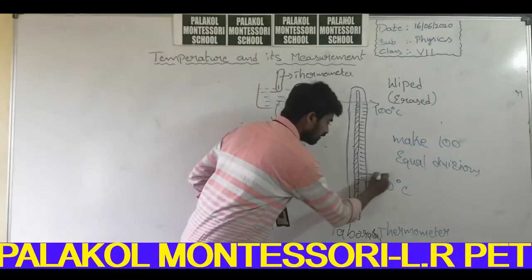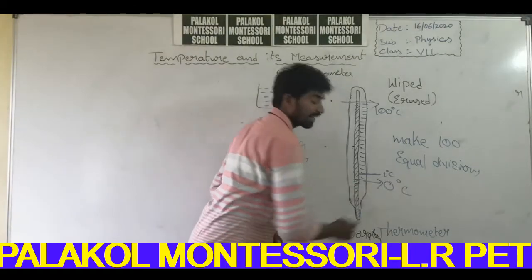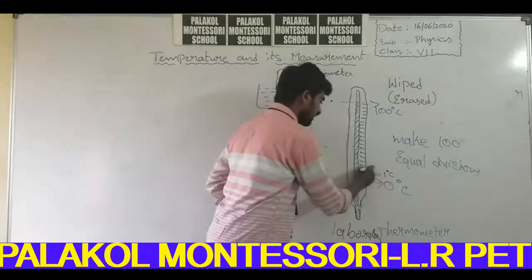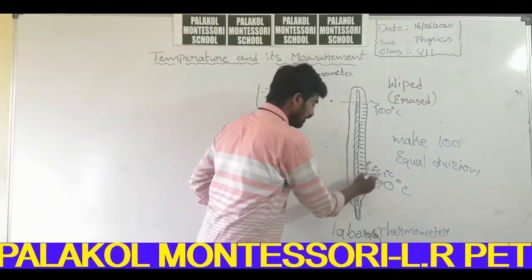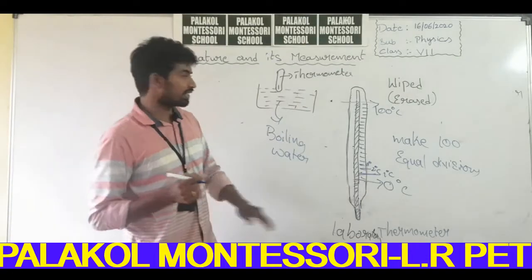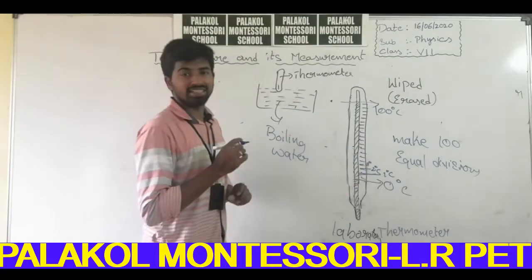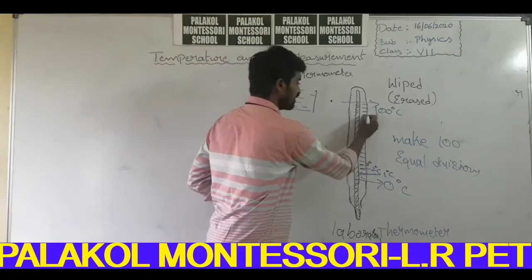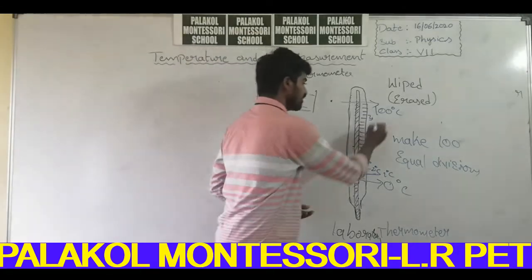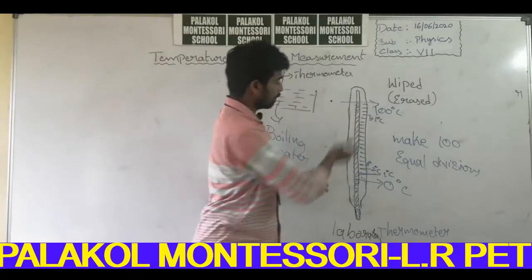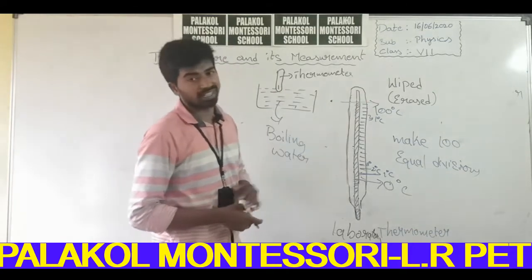So, each division will indicate: if it is 0, the next division will indicate 1 degree centigrade, the next 2 degrees centigrade, and the next 3 degrees centigrade. In this way, each division on the laboratory scale indicates a 1 degree centigrade temperature change. The gap between two divisions is 1 degree centigrade. From 0 to 100 you can observe 100 divisions.